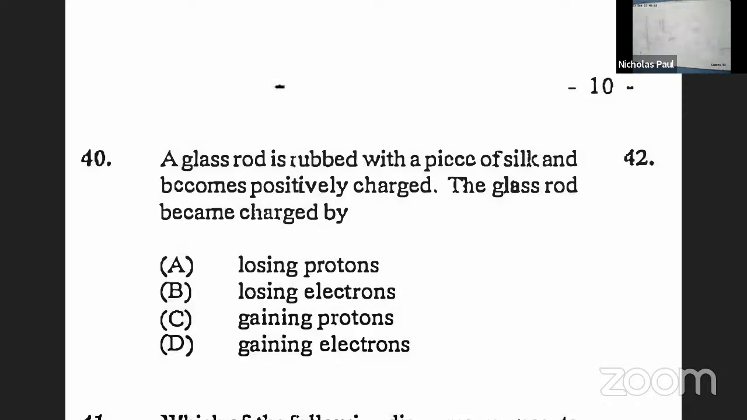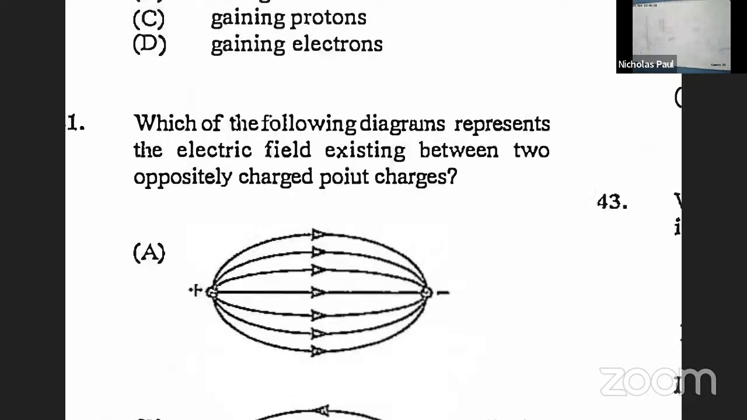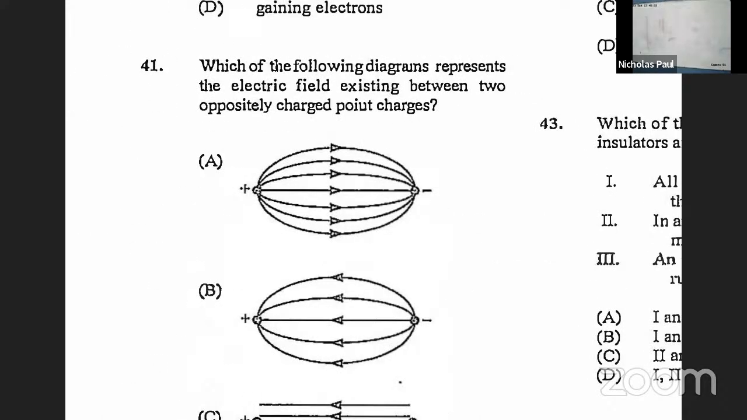Right, 40. A glass rod is rubbed with a piece of silk and it becomes positively charged. So the glass rod became positive, so it lost electrons, right? Okay. Next one, 41.